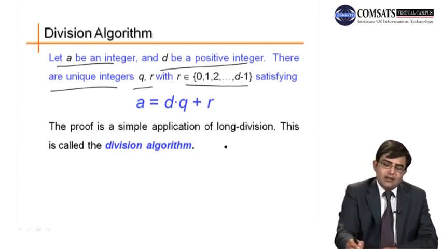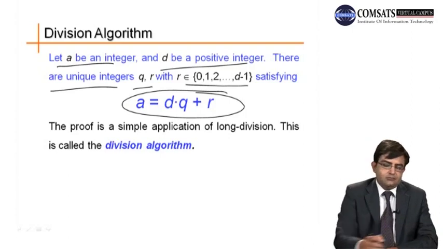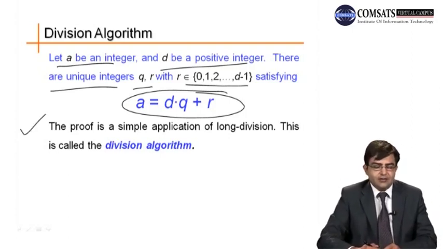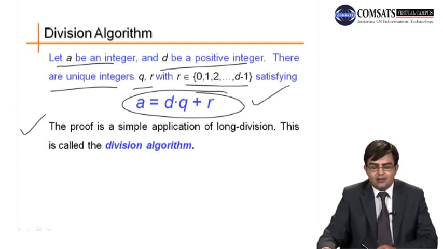So we can write the division algorithm generally as a is equal to d times q plus r, where a is the dividend, d is the divisor, q is the quotient, and r is the remainder. I recommend you see the proof of this division algorithm in the book by Susanna Rosen, which is very obvious. You can understand it easily, and this is called the division algorithm.